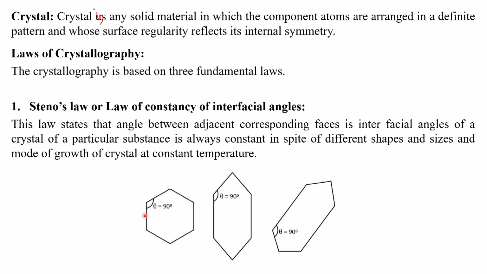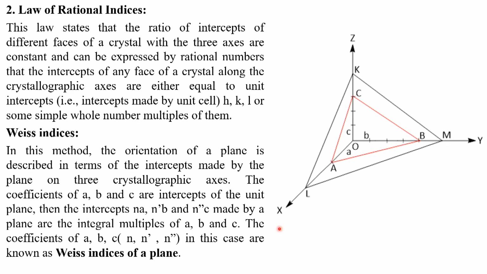Okay. So here you can see this angle is 90 degrees, here also it is 90 degrees, here also it is 90 degrees. Next is the law of rational indices. This law states that the ratio of intercepts of different faces of a crystal with the three axes are constant and can be expressed by rational numbers. The intercepts of any face of a crystal along the crystallographic axis are either equal to unit intercepts, that is intercepts made by the unit cell, or some simple whole number multiples of them. Then Weiss indices.